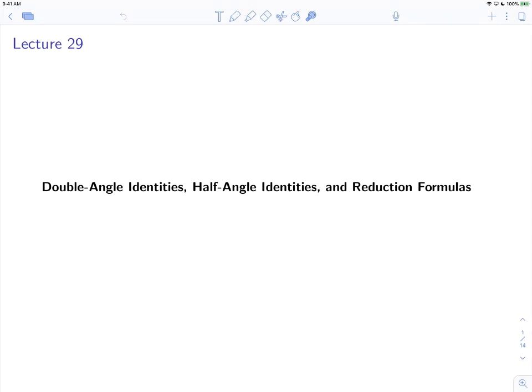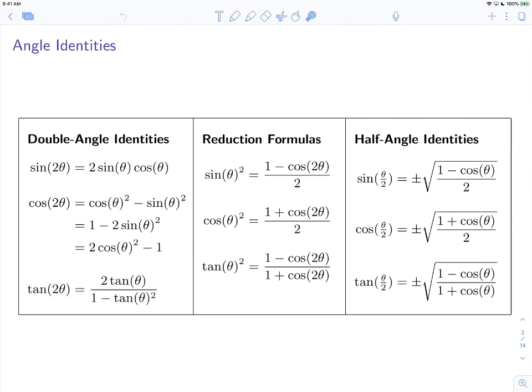In this video, we'll talk about various identities, the double angle identities, the half angle identities, and the reduction formulas. These identities all have to do with re-expressing trigonometric functions at one angle in terms of another. For example, the double angle identities all involve evaluating a trigonometric function at the angle 2 theta and re-expressing it in terms of the angle theta.